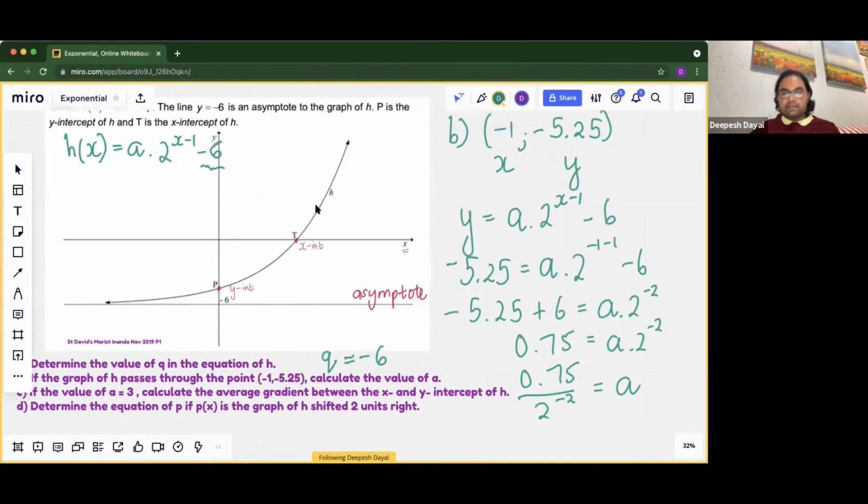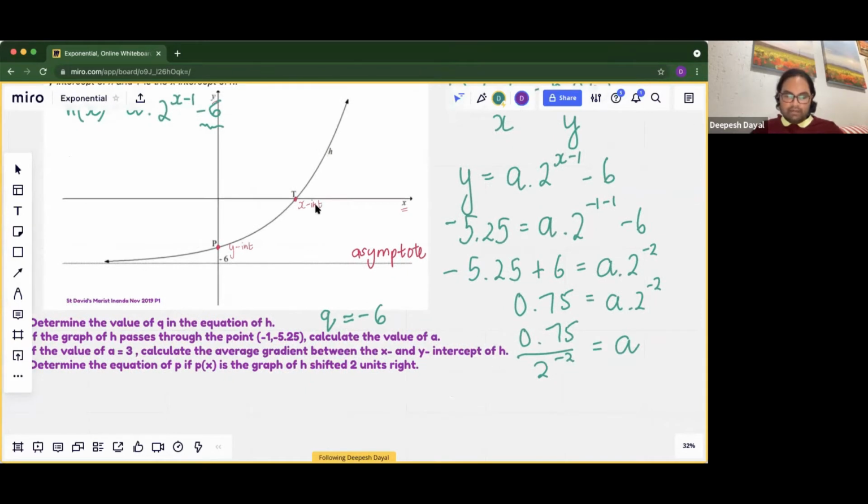All right. So 0.75 divided by 2 to the power minus 2, which is indeed 3. So well done, everybody that got 3. So yes, A equals 3.